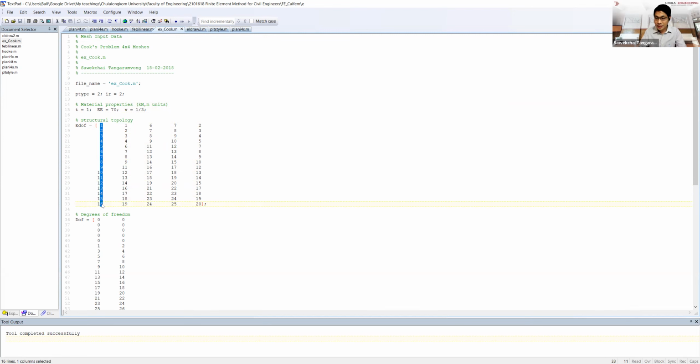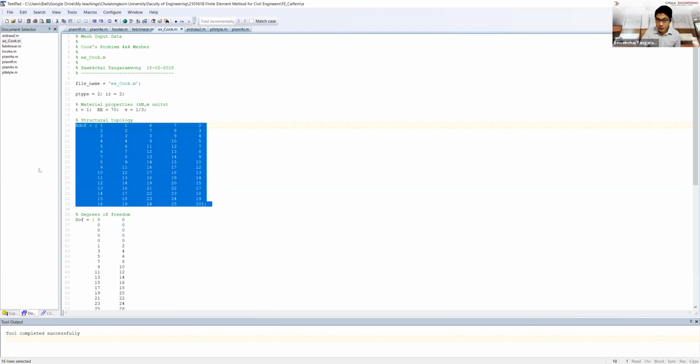We have 16 elements as an initial mesh, and this is the connectivity. It is telling you the node connectivity starts from node 1, 2, 7, and 2. Sorry, 1, 6, 7, and 2. Then 2, 7, 8, and 3. So this one, you have to key in by yourself.